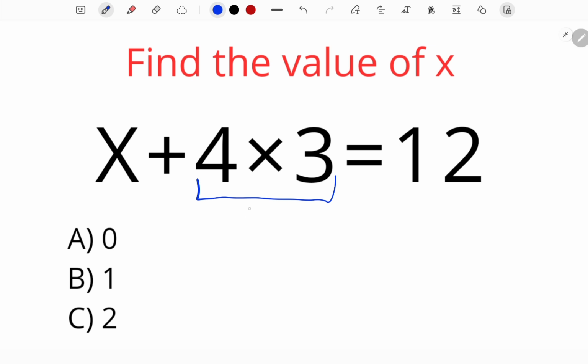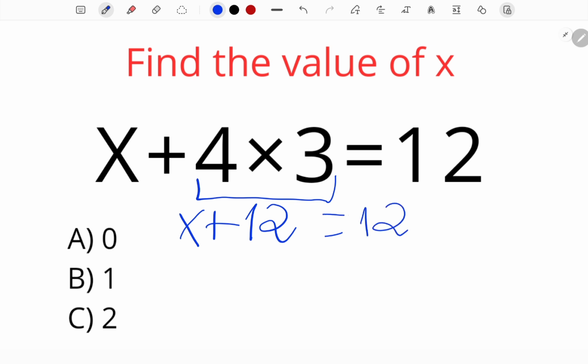Let's calculate that first. We know that 4 times 3 is the same as adding 4 3 times. So if we add 4 plus 4 plus 4, we get 12. Therefore, 4 times 3 equals 12. Now that we know the result of the multiplication, we can substitute that part into the original equation. So instead of x plus 4 times 3 equals 12, we now have x plus 12 equals 12.